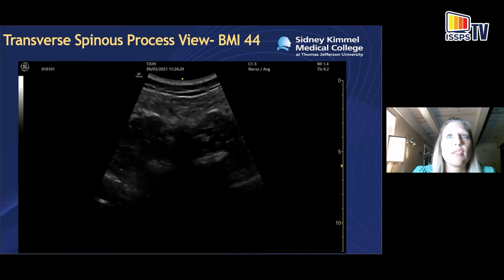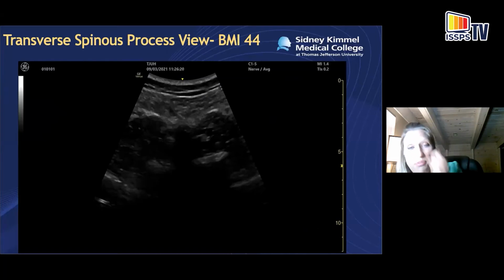Here is another patient. This was an orthopedic patient having a total joint replacement, and his BMI was 44, and he did not have any landmarks that could be palpated at all. So we decided to get the ultrasound out to scan.